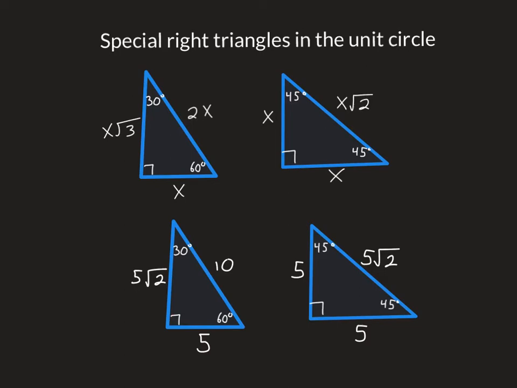Then the last relationship in a 30, 60, 90 says that if the side across from 30 is x, then the side across from 60 is that side times root 3. So the short side times root 3 is your side across from 60. In our example down here, if my shortest side was 5, the side across 30 is 5, then the side across 60 would be 5 root 2.